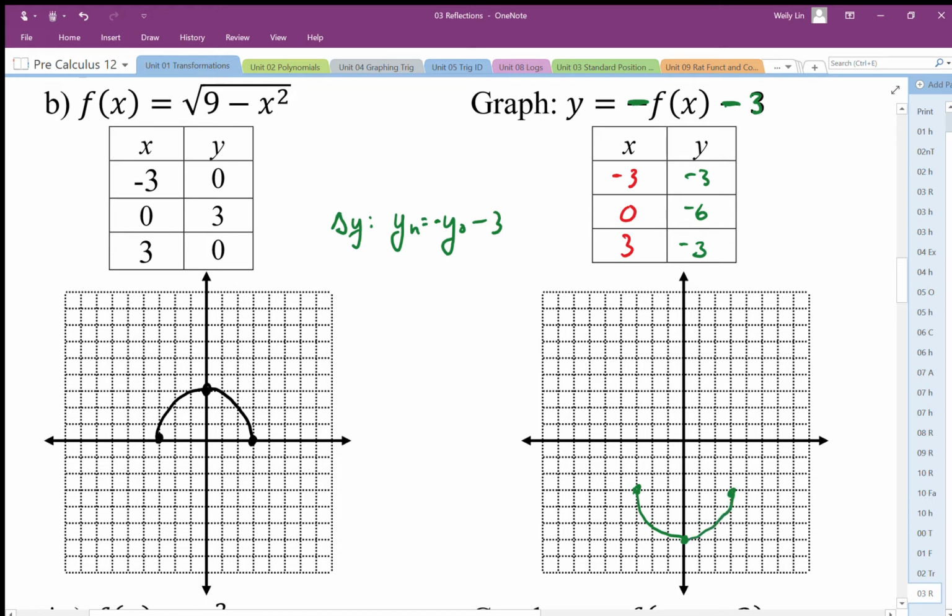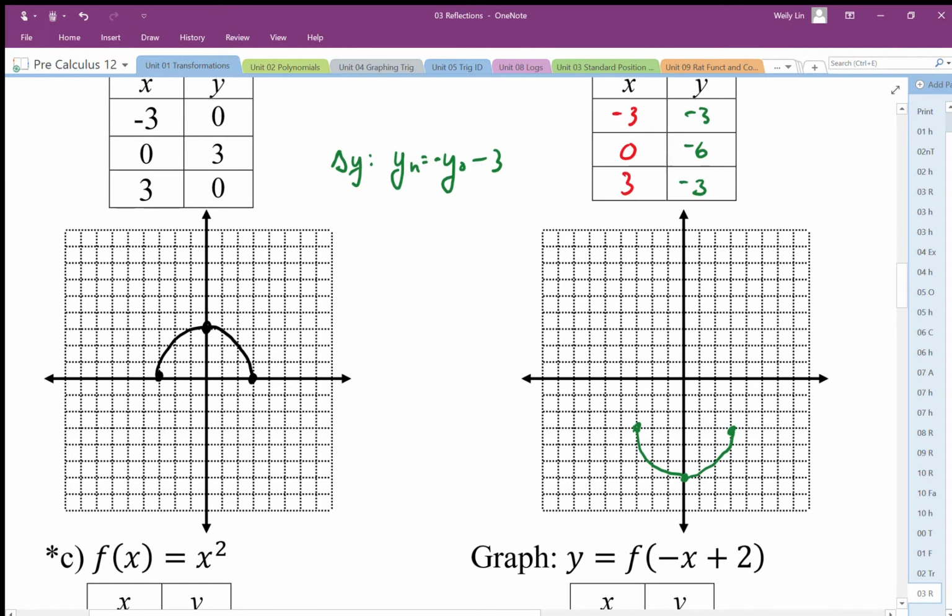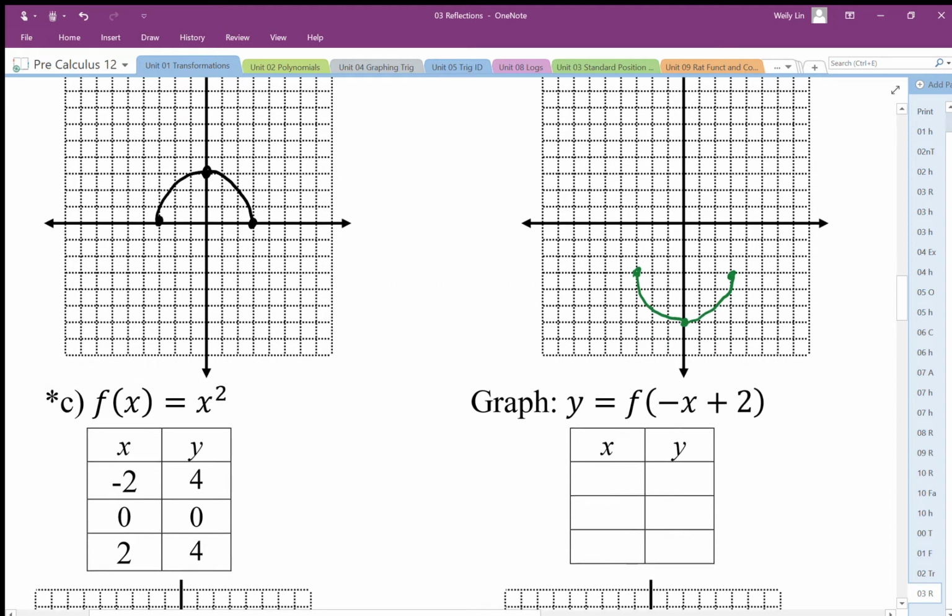Okay, so y's are pretty straightforward. What we see is what we get. So flip first, shift last. Okay, so we started with this semicircle function. We ended up with an upside down semicircle shifted down. Okay, well that's pretty straightforward.